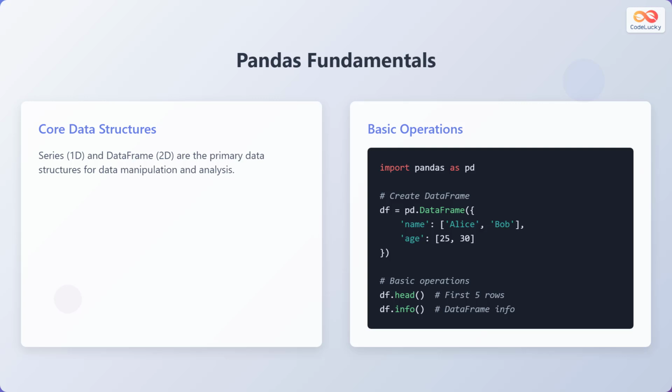Creating a data frame is straightforward using the pandas DataFrame constructor with a dictionary where keys become column names. Essential operations include the head method to view the first few rows, the info method to get a summary of the data frame structure, and the describe method for statistical summaries. Pandas provides intuitive methods for filtering, grouping, and transforming data, making it indispensable for data science workflows.